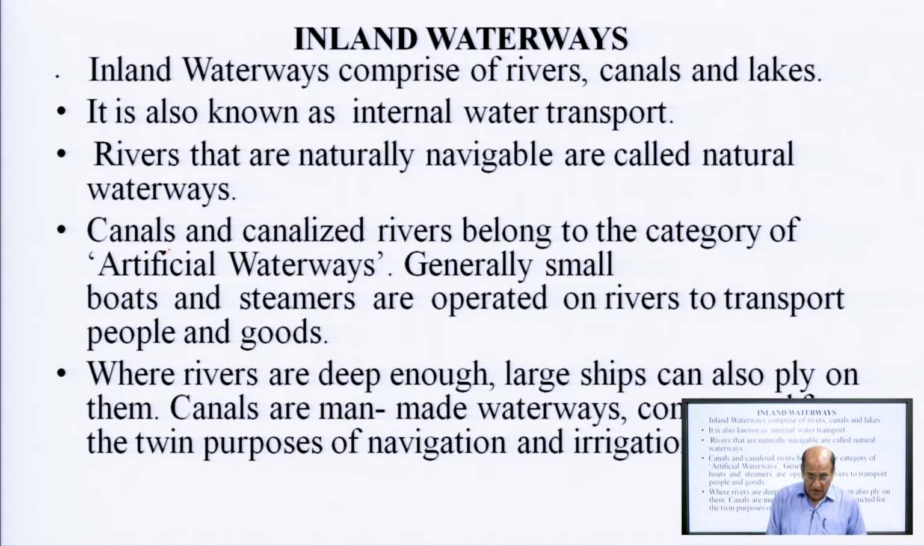Rivers that are naturally navigable are called natural waterways. Canals and canalized rivers belong to the category of artificial waterways. Generally, small boats and steamers are operated on rivers to transport people and goods. Where rivers are deep enough, large ships can also ply on them.